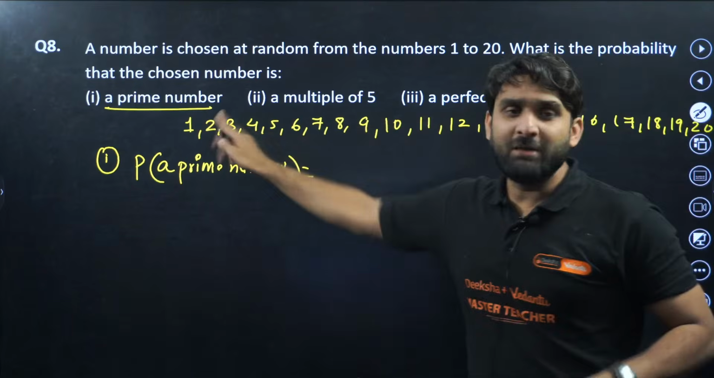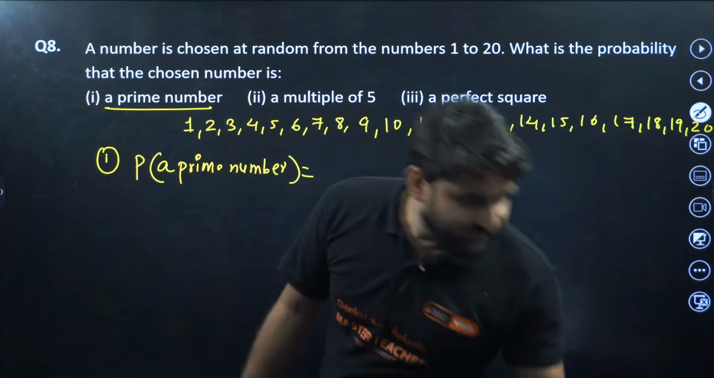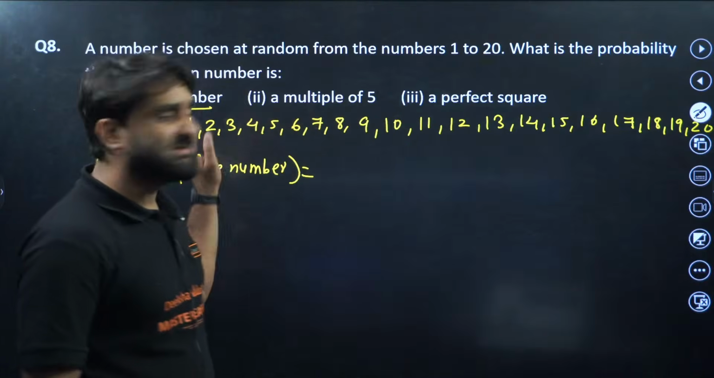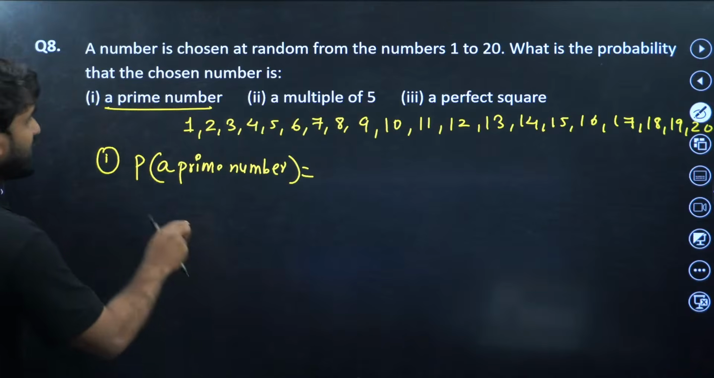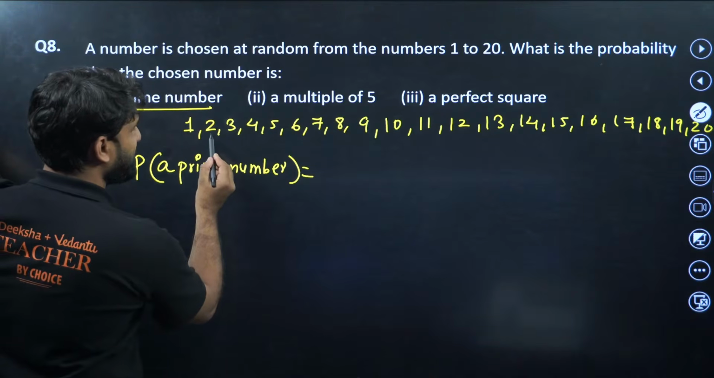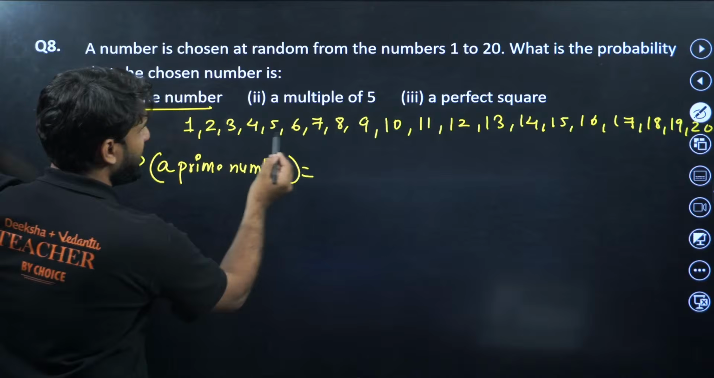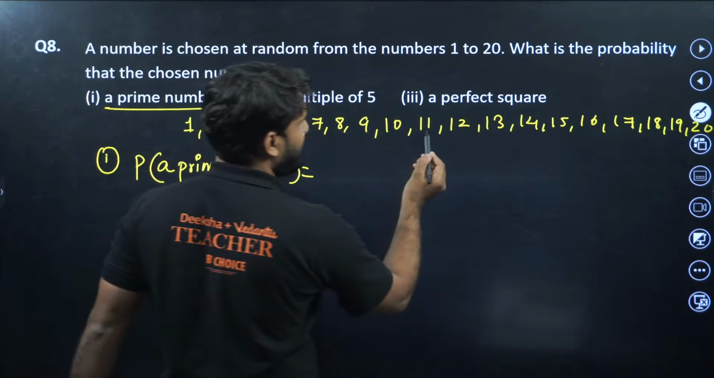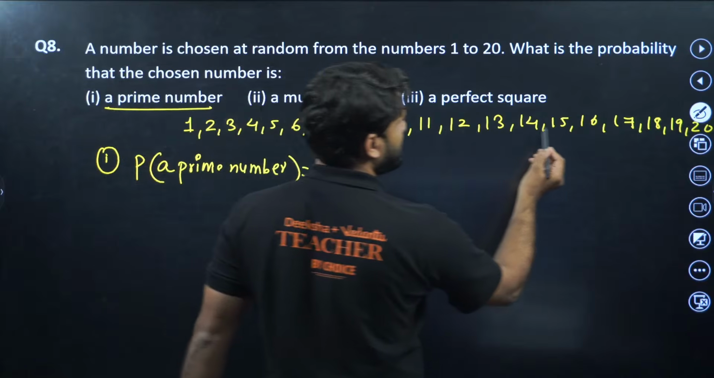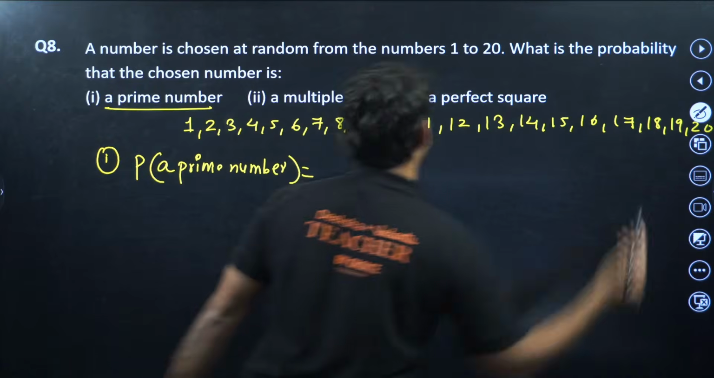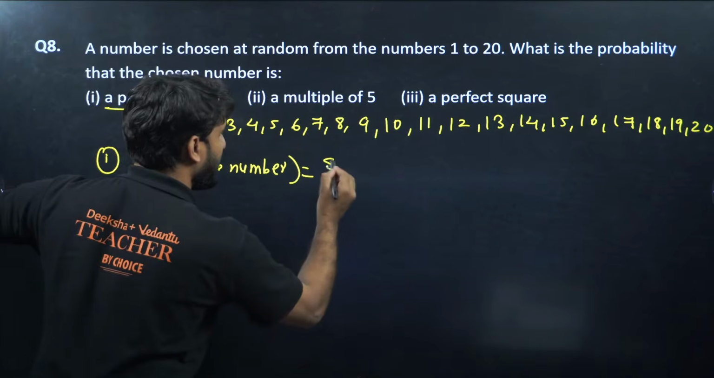One is neither prime nor composite, so please ignore it. So the total prime numbers: 2 is a prime number. 1, 2, 3, 4, 5, 6, 7, 8. So total prime numbers are 8.